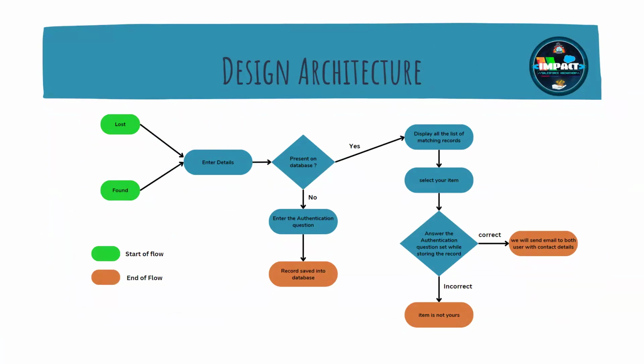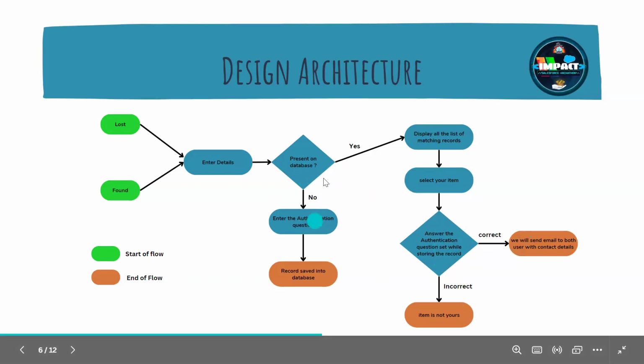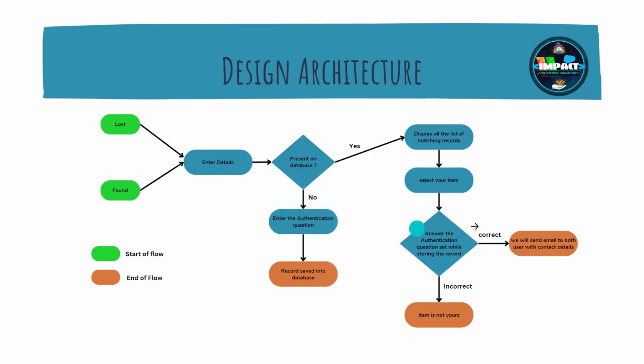We'll first check those details in our database. If the details are present, we'll display all the matching records. We have search logic created. Based on that, we'll display the list of records which we found, and the person has to choose what he has lost and whether it is present in our database or not. So he will be shown a list, and if he finds his item in the list, he will answer the authentication question, which was taken at the time of saving the record.